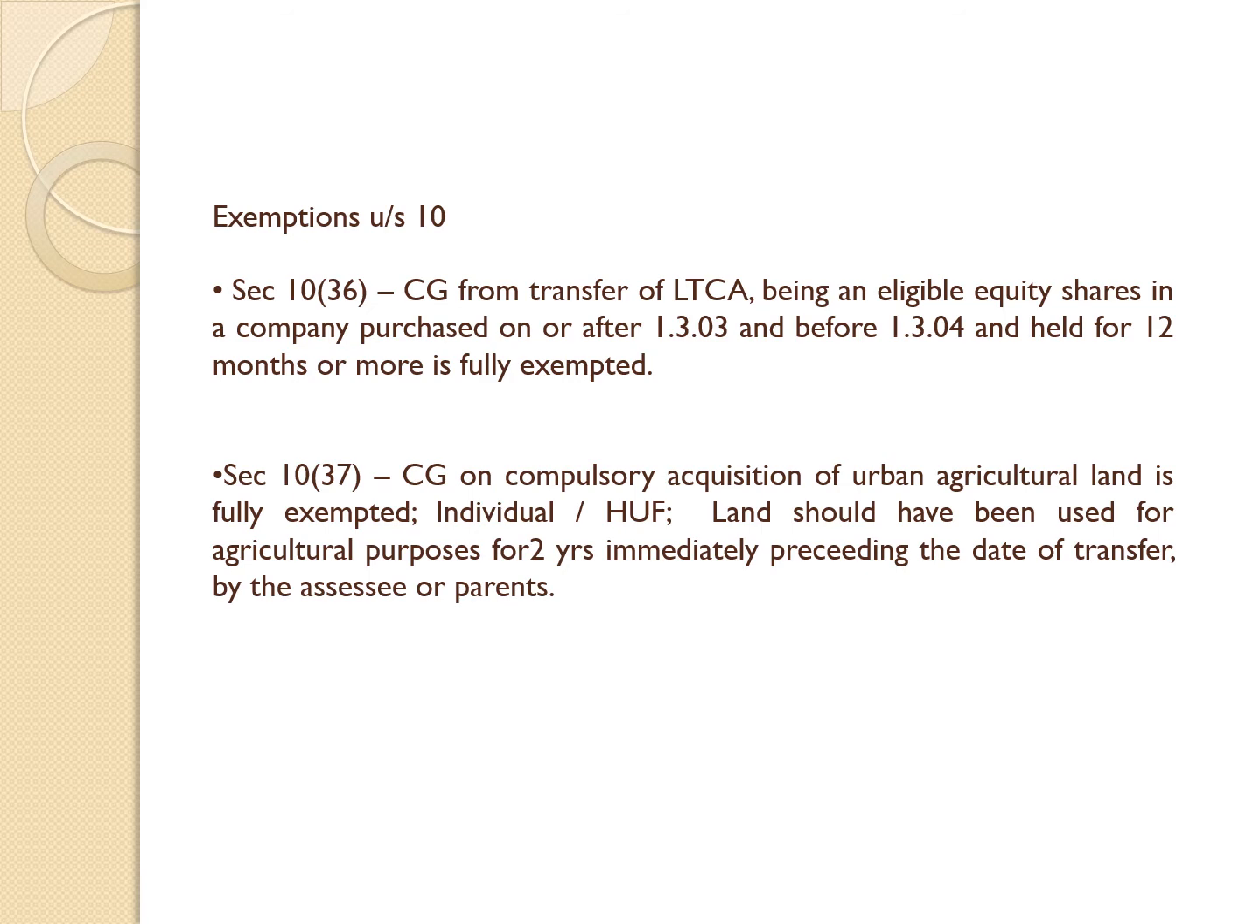Under section 10 subsection 37, the capital gains that arise on compulsory acquisition of urban agricultural land by the government is fully exempted. This section can be claimed only by individuals or HUF, and the land should have been used for agricultural purpose for 2 years immediately preceding the date of transfer by the assessee or his parents.